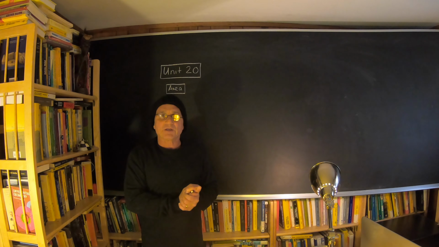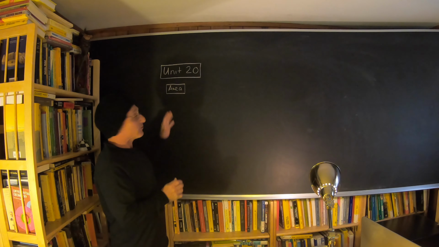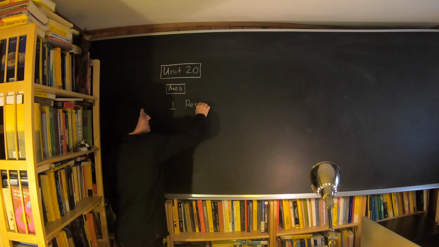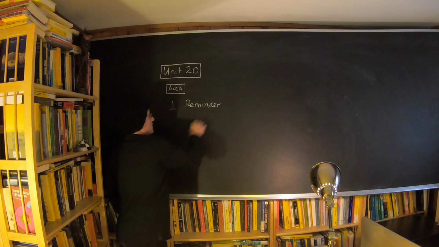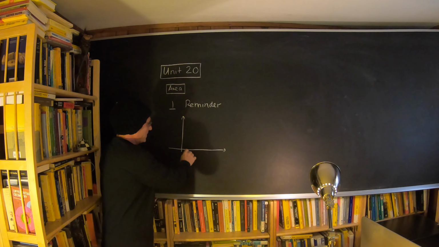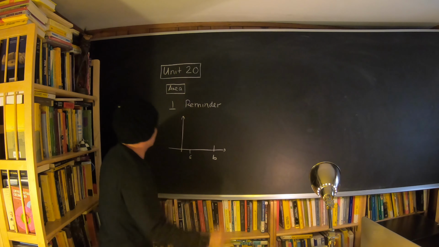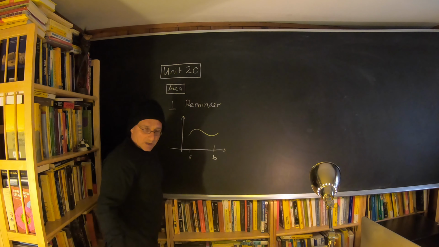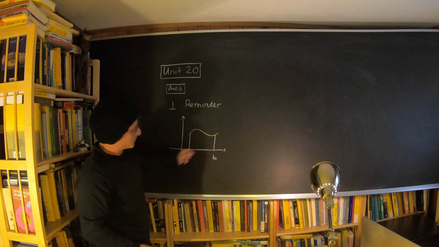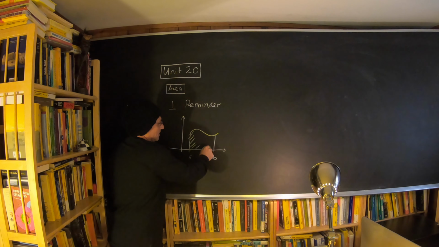Today we look at Unit 20, Area Computation. Let me remind you, the first thing is a reminder that if you have a function f of x which is continuous here on AB, then the integral from A to B is the area under the curve.